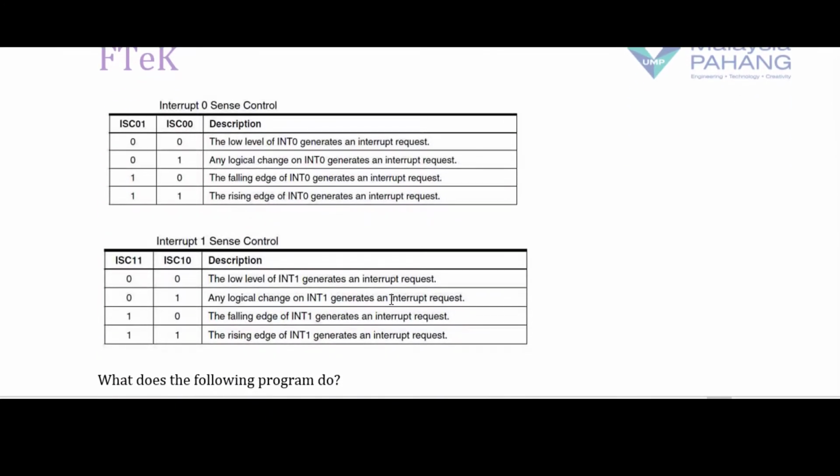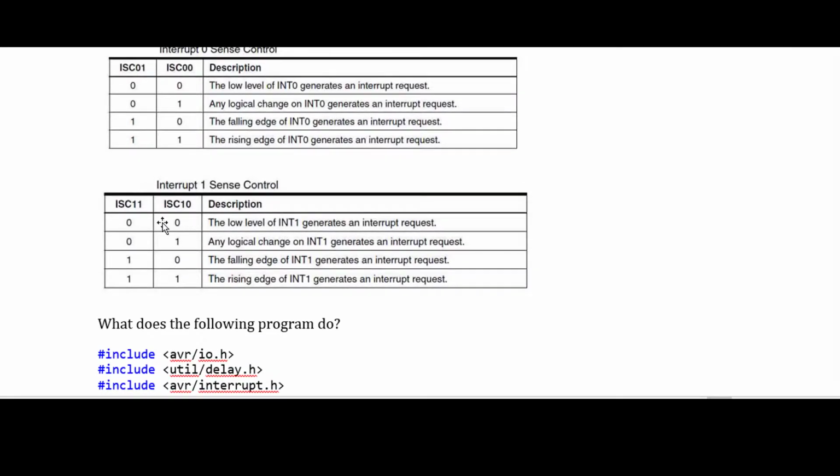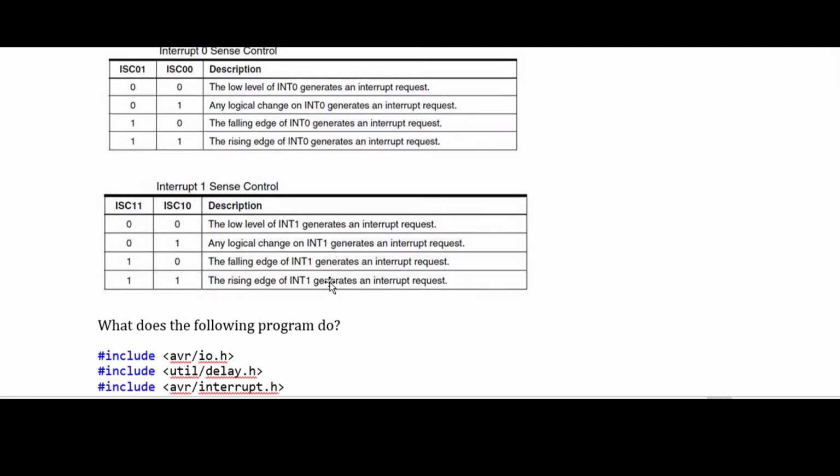For interrupt 0 and interrupt 1, we have 4 different modes. The low level, so the interrupt will happen if 0 comes to interrupt 0. Any logic change will cause the interrupt to happen. The falling edge and the rising edge, according to the value of ISC00 and ISC01. Exactly the same for ISC10 and ISC11, the same cases.